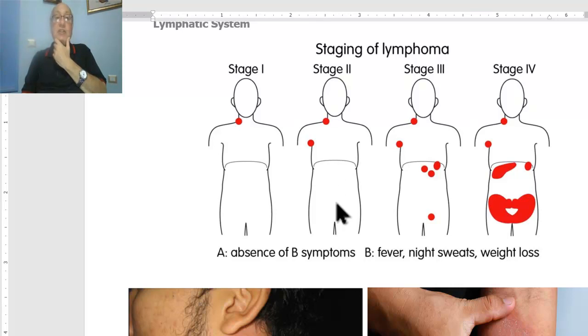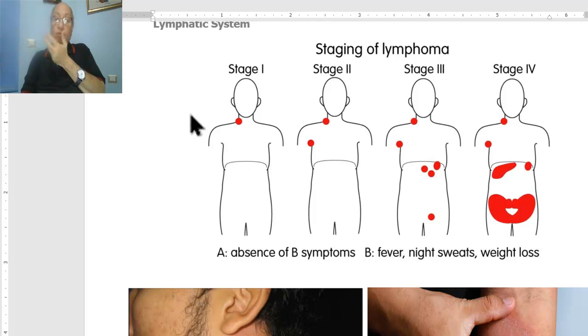And stage three, affection of lymph nodes on both sides of the diaphragm. This is the diaphragm. Enlargement of lymph nodes on both sides, stage three. If there is enlargement and affection of the spleen, this is called stage 3S, where S means affection of the spleen. What is this? Disseminated extranodal affection is called stage 4, like liver, bones.